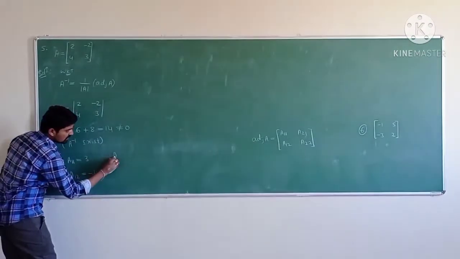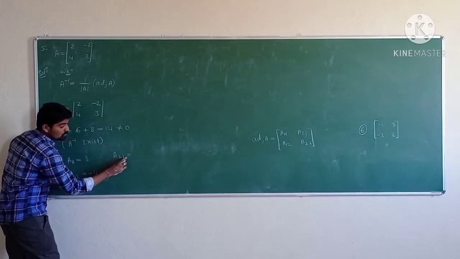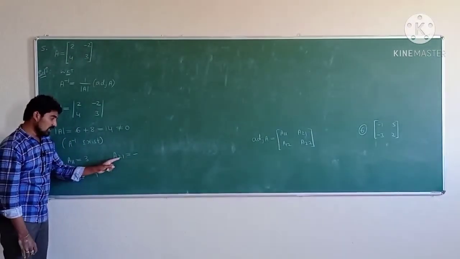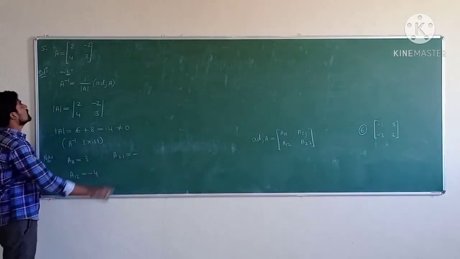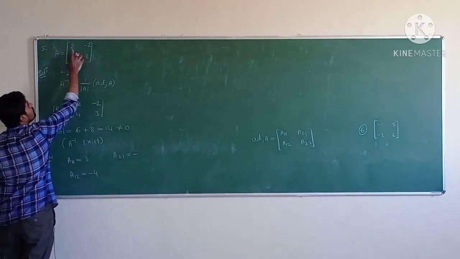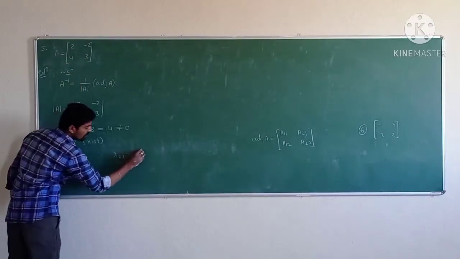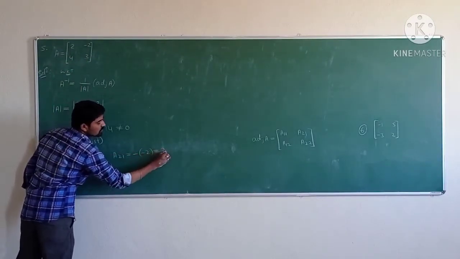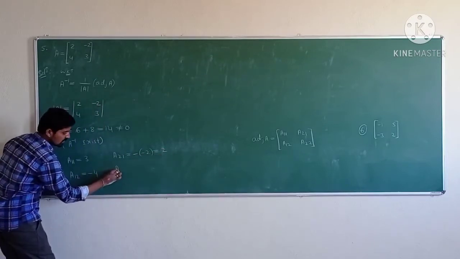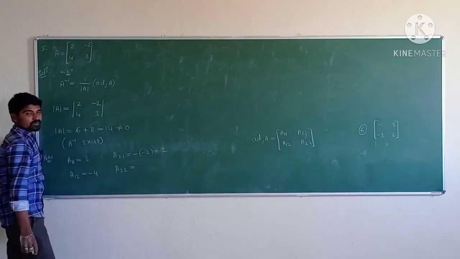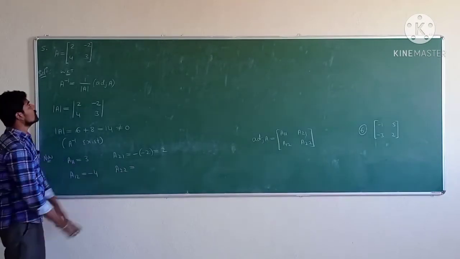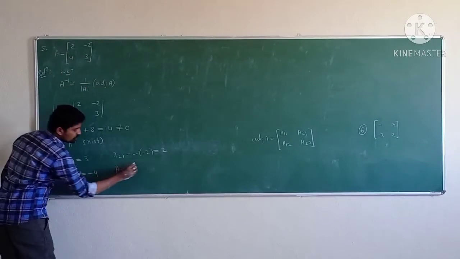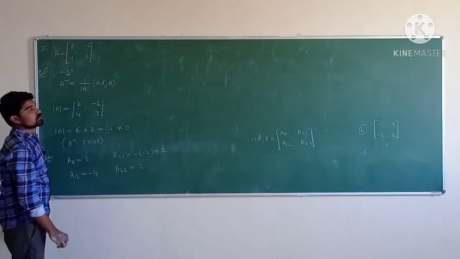And next, A21, 2 plus 1 is odd, therefore multiply by minus, and it is obtained by deleting the second row, first column. After deleting this second row, first column, the remaining element is -2. Minus into minus 2 is equal to 2. Next, A22 is obtained by deleting the second row, second column. After deleting this, the remaining element is 2. Therefore, A22 is equal to 2.